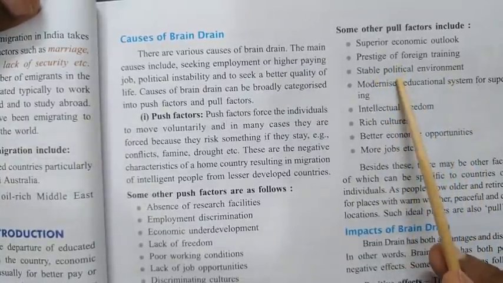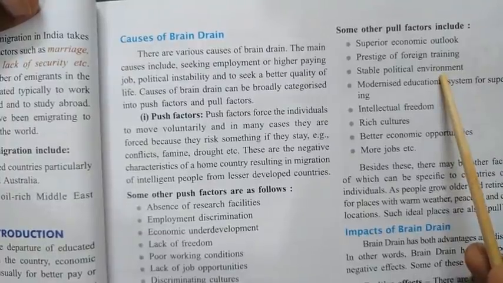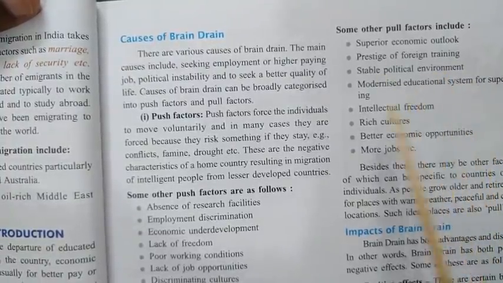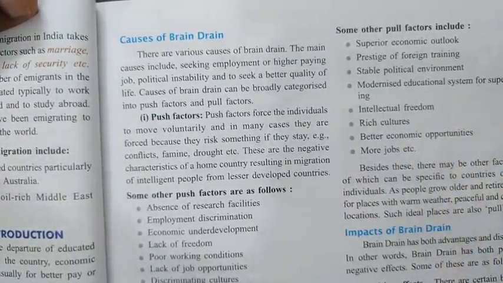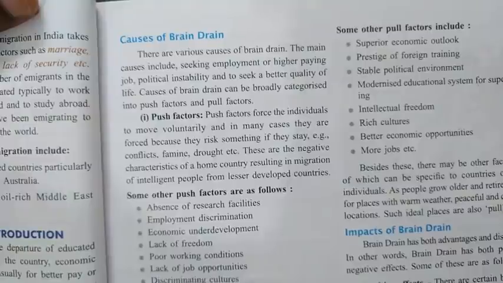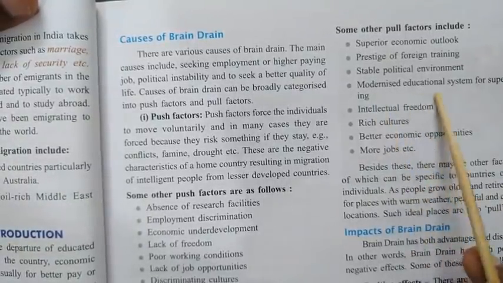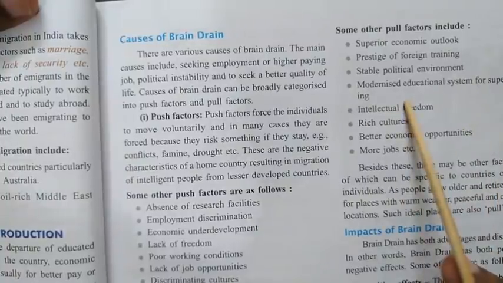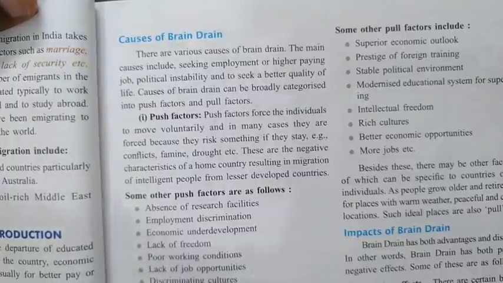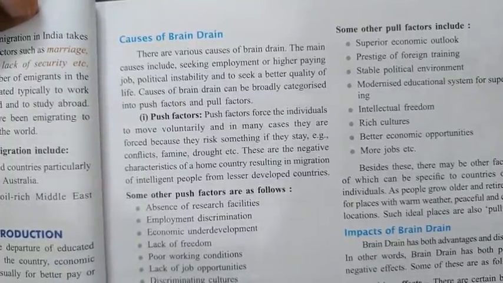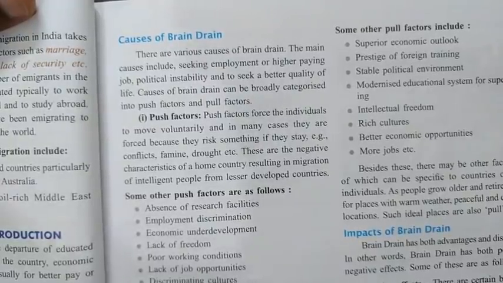Another thing, stable political environment. Usually people want to live in countries where the whole political environment is very, very stable. So in some countries when the political environment is not so stable, a large number of people, especially the talented people, migrate. Another is the modernized educational system for superior training. Many developing countries don't have proper training systems, so young people especially migrate to other countries because they get superior training there.